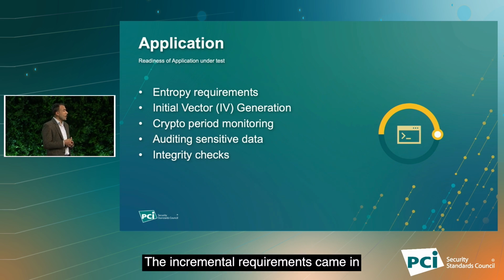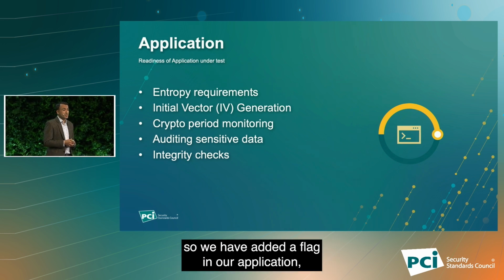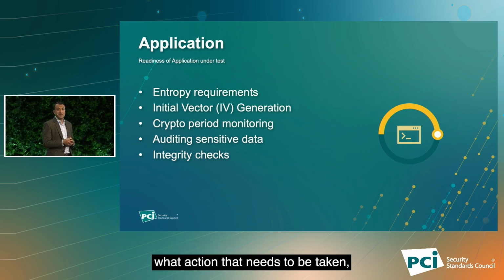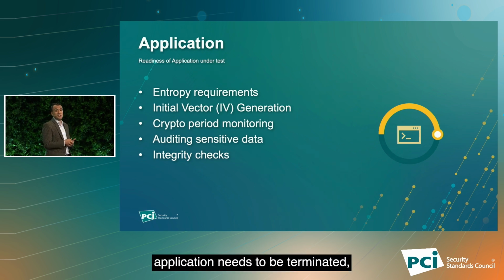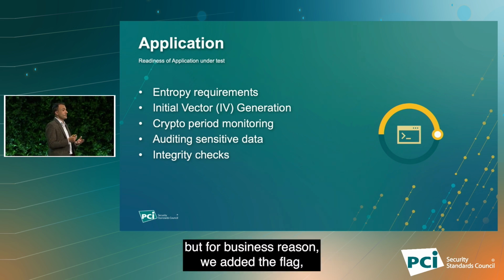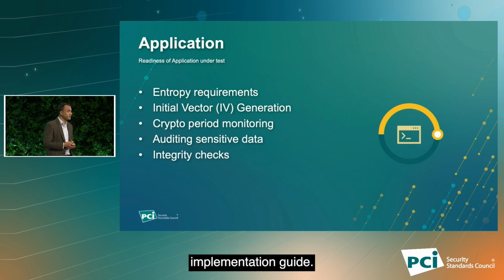Then incremental requirements came in for integrity checks. The integrity check has to be done once every 36 hours. So we added a flag in our application for what action needs to be taken. The control objective suggested the application needs to be terminated, but for business reasons we added the flag and properly documented it in the software vendor implementation guide.